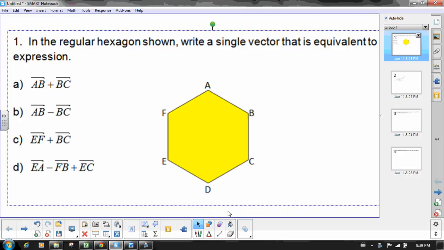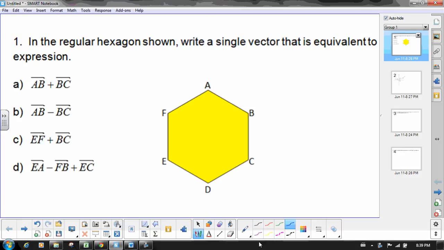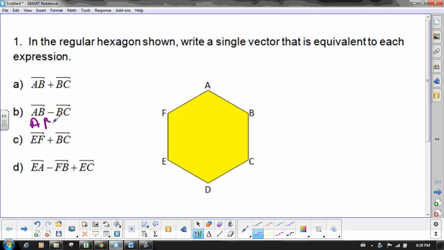So the first thing that I'm going to do is, instead of writing AB minus BC, I'm going to change it so that it's an addition. So AB plus CB instead. Okay. And when I look at these vectors, I have A, B is in this direction, and then CB is in this direction. So right now, that doesn't really help us all that much because we got head to head or tip to tip.